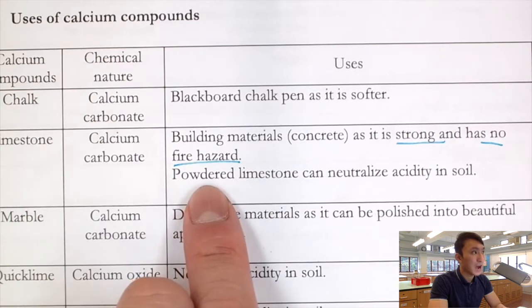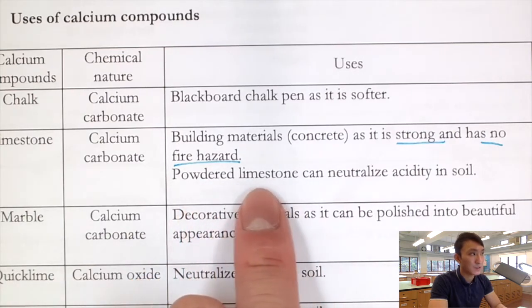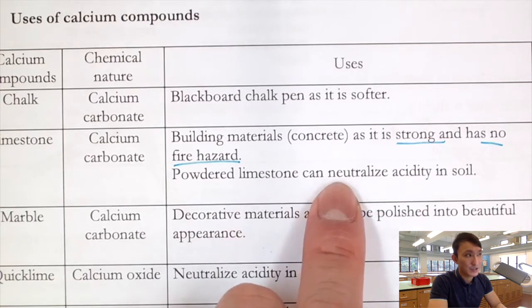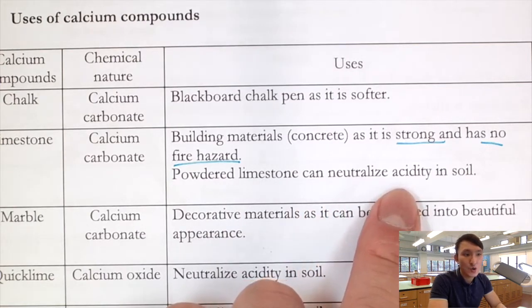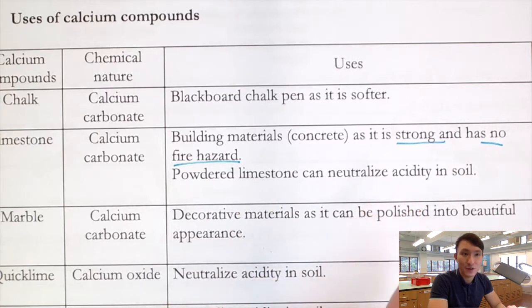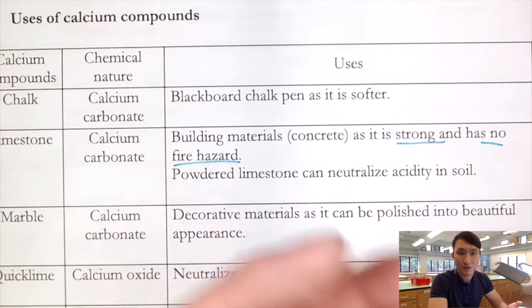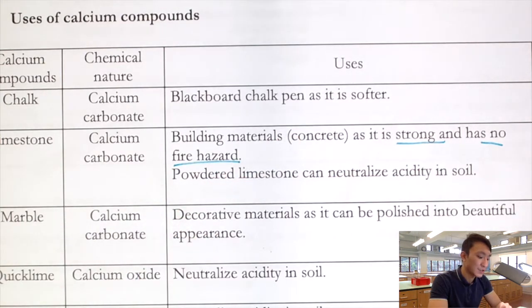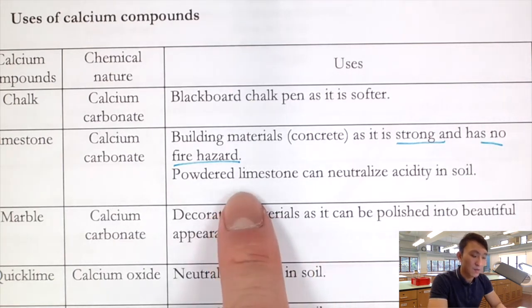Now here we have powdered limestone. If we have powdered limestone, we can use it to neutralize acidity in soil. So usually plants prefer the soil to be a little bit acidic because in that case they can absorb more minerals. But if the soil gets too acidic, probably because of acid rain or illegal treatment of sewage, something like that, then the soil may become too acidic. In that case, the farmers may try to neutralize the acidity by adding powdered limestone.